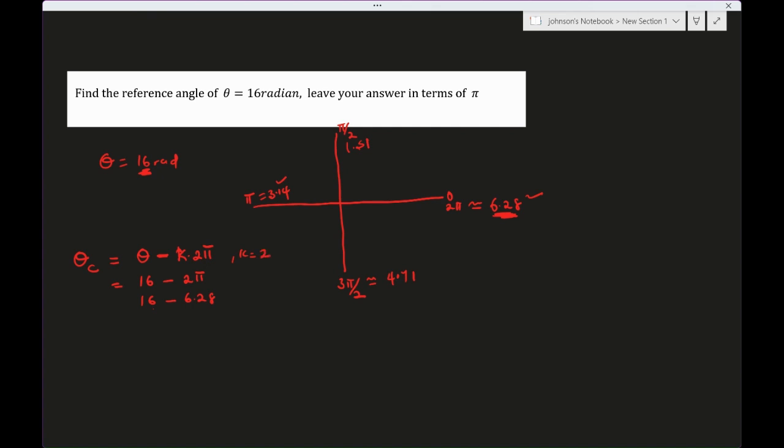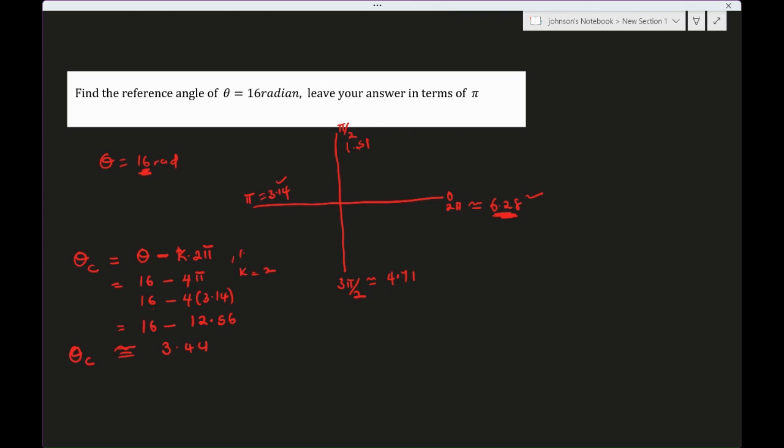So we go back and put k to be 2. Here you have 2 times 2, so here will be 4 pi. And what is 4 pi? 4 pi is nothing but 4 times 3.14. So this will be 16 minus around 12.56. This minus this is approximately 3.44. So look at this, this is our coterminal now.